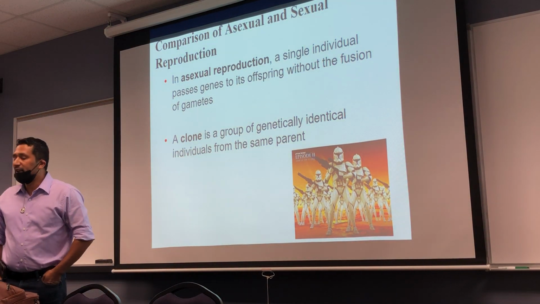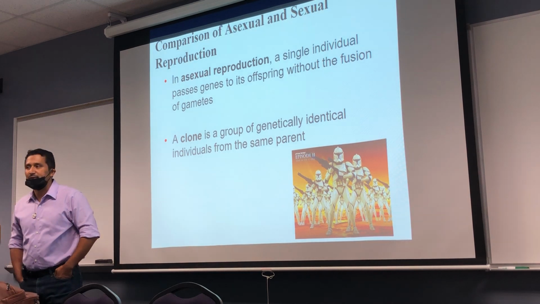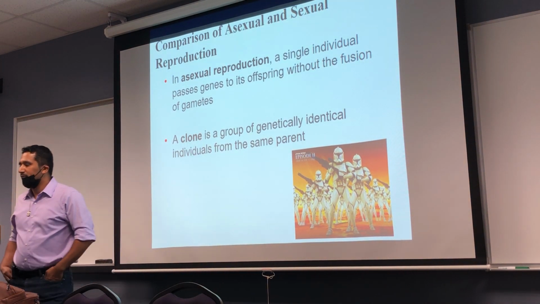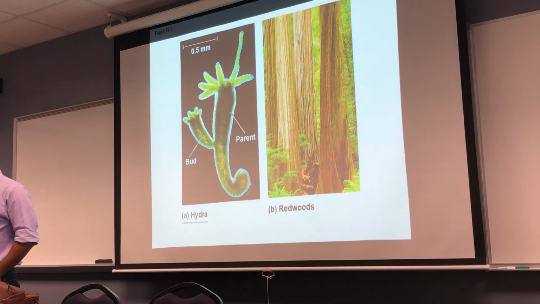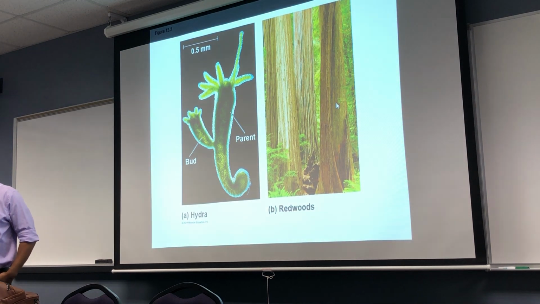Okay? A clone is basically a group of genetically identical individuals from the same parent. So that's basically what it is. Right? Genetically identical, a clone. Asexual reproduction, mitosis. Here are some examples: the hydra and redwoods. Redwoods can basically do it both asexually and sexually.